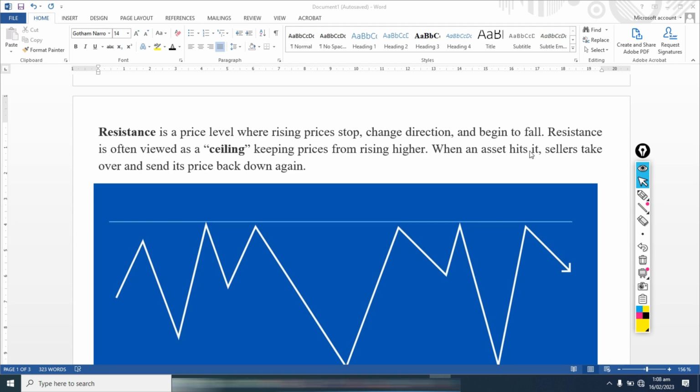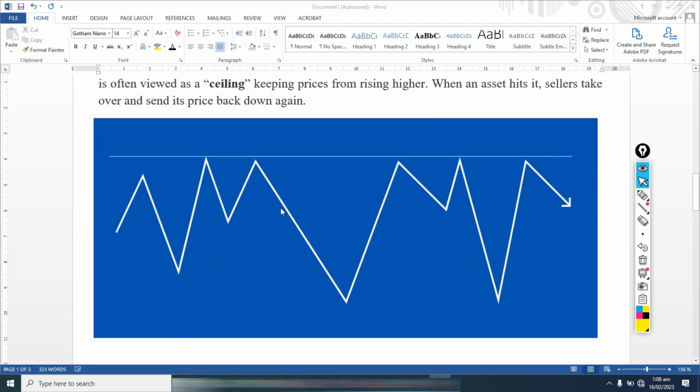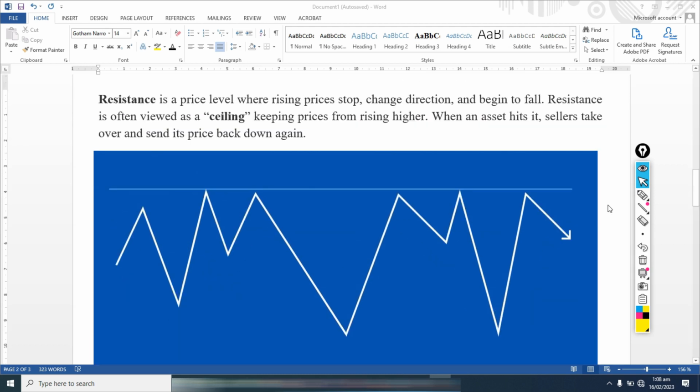When an asset hits it, sellers take over and send its price back down again. So now, as it's being said here, resistance is the ceiling, which is at the top, the apex. Price has been going up, a bullish trend. It got back here, it fell down, went up here, it fell down, went up here, fell down, such that price found difficulty in what? In breaking through this line here.